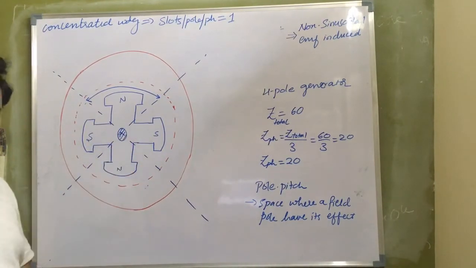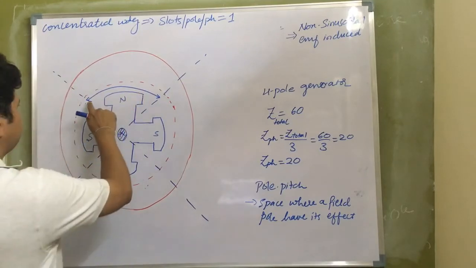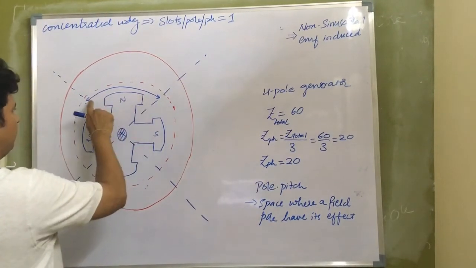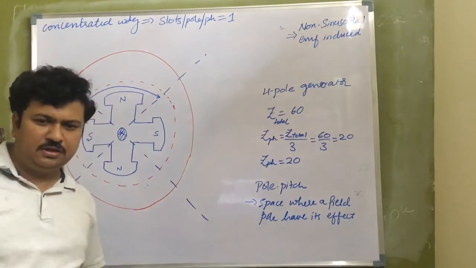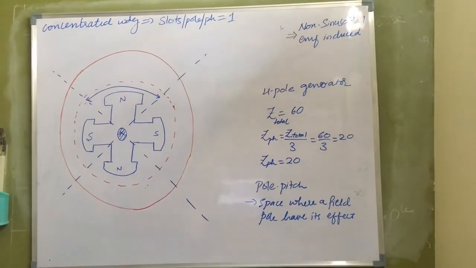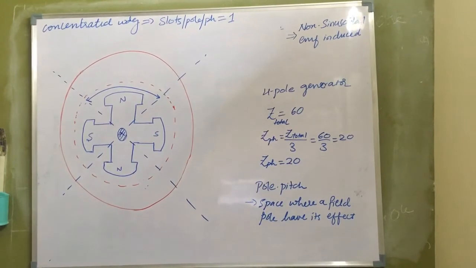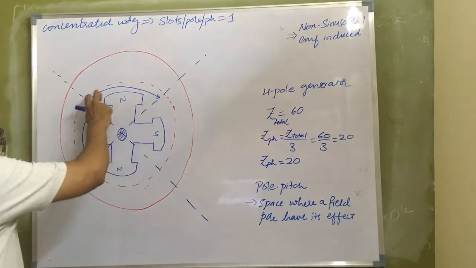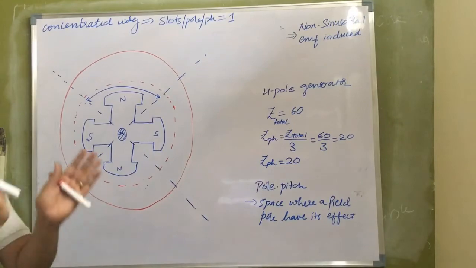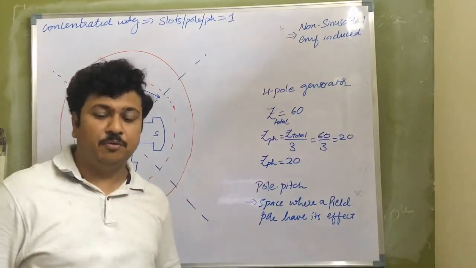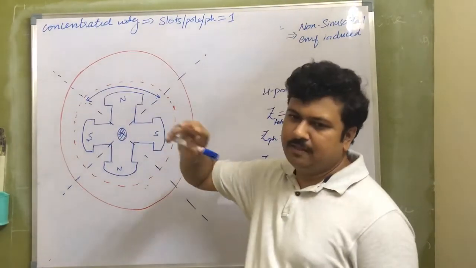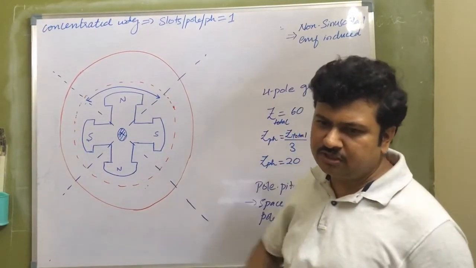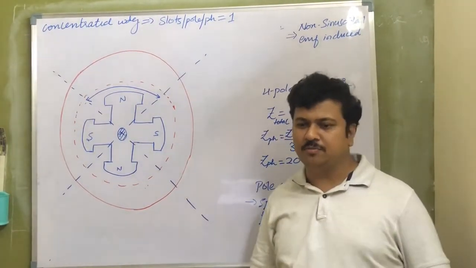All the poles are rotating means what? See this space, from this point to this point, this north pole is having its effect in the air gap and its effect on the conductors in the stator. Now when this pole rotates, this space will also rotate, but the area will remain same. The pole pitch will remain same. That is, this is the geometrical pole pitch. When I go to pitch factor, I will tell what is geometrical pole pitch and what is electrical pole pitch.